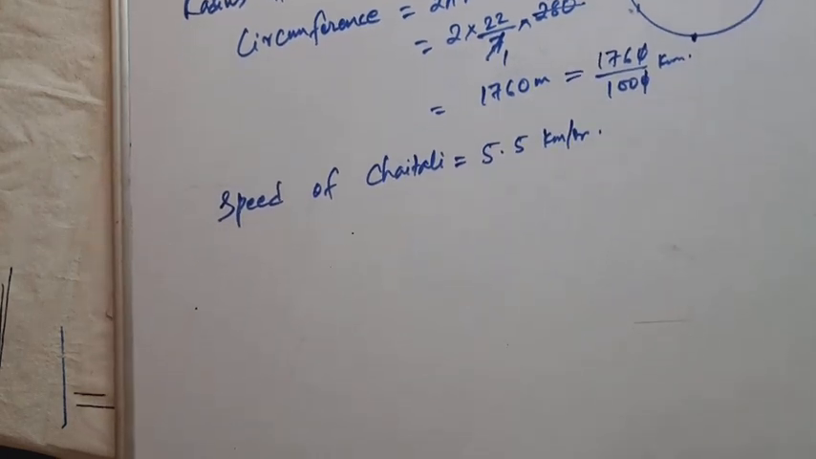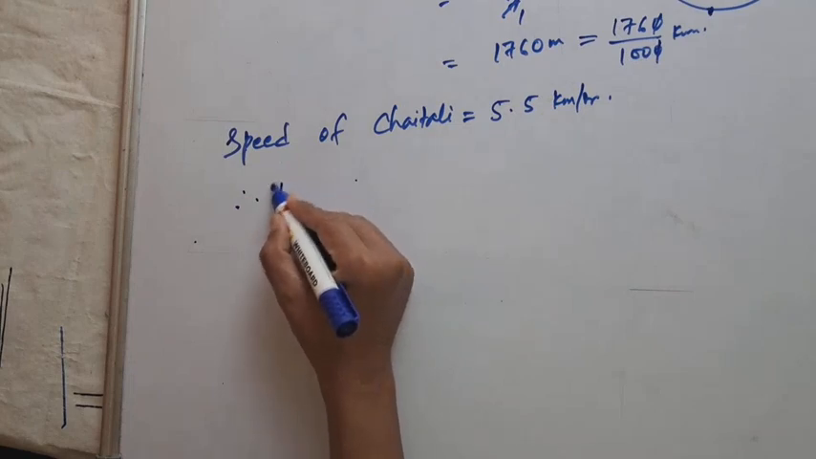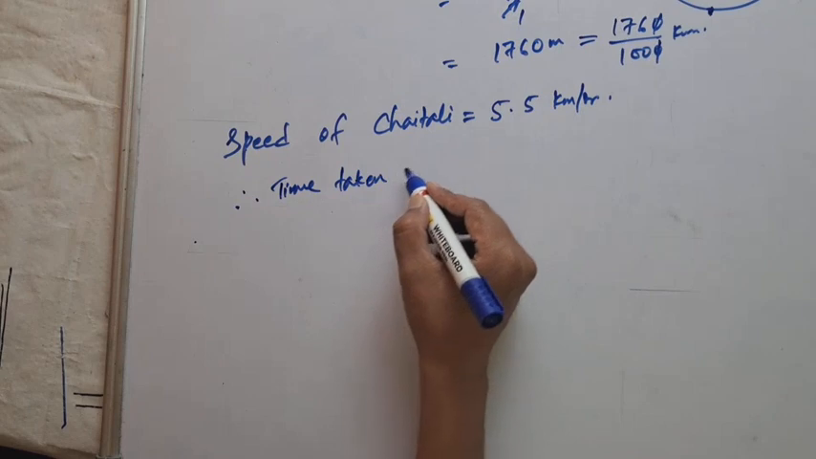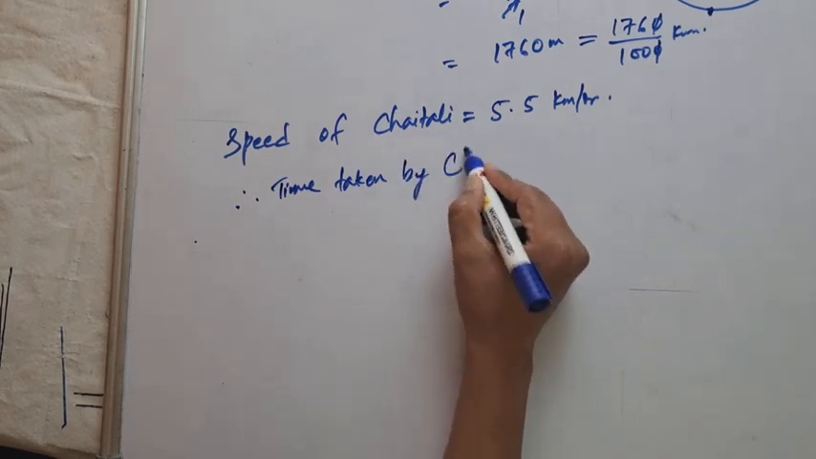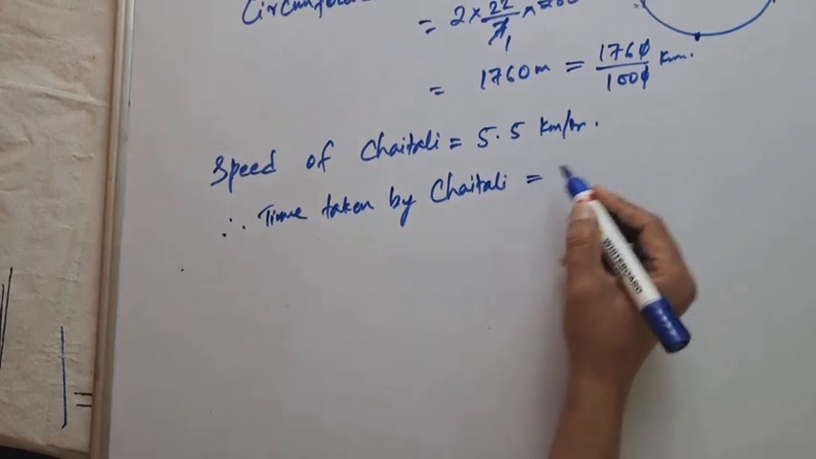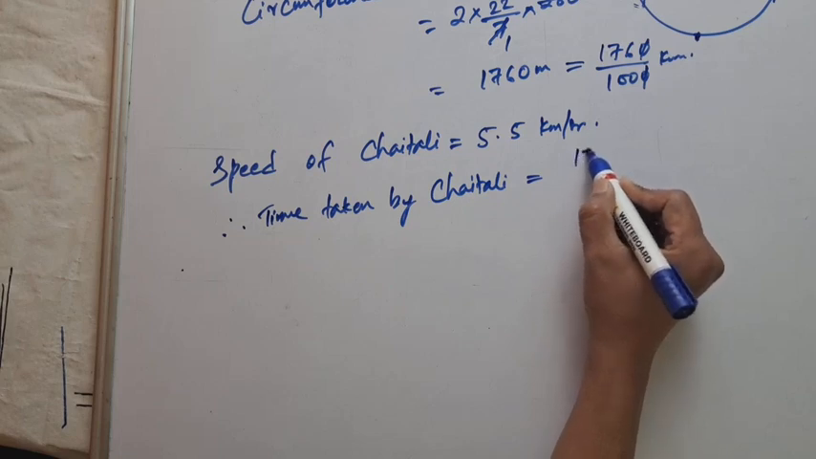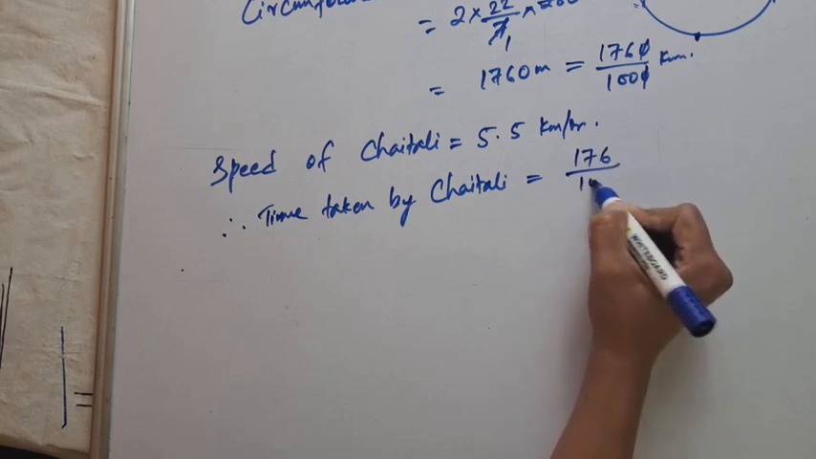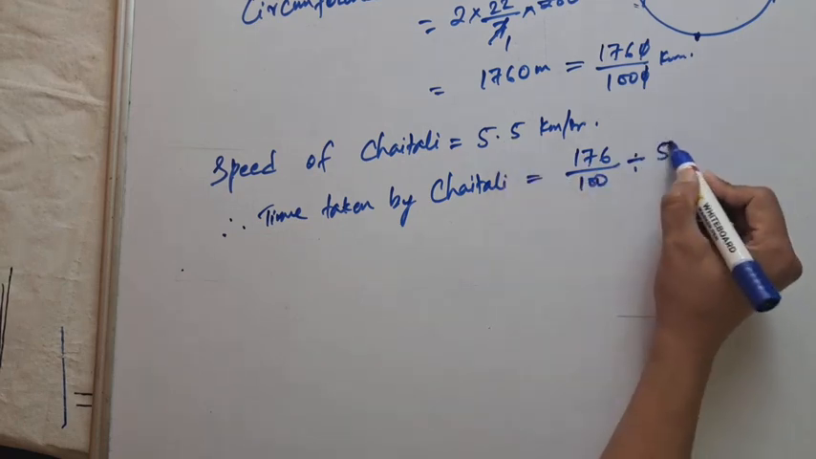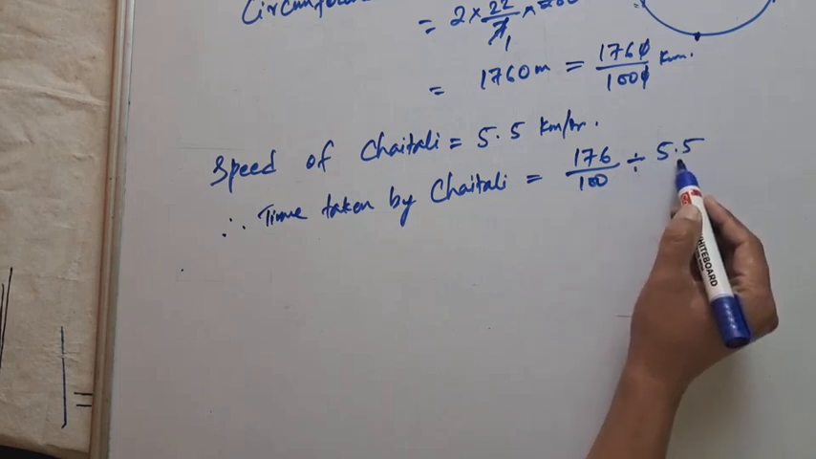So therefore, the time taken by Chaitali, this is what we are asked to find, isn't it? Time equals the formula distance upon speed. What is distance? Distance is 176 upon 100. Distance divided by speed, 5.5. Distance divided by speed is the time, isn't it?